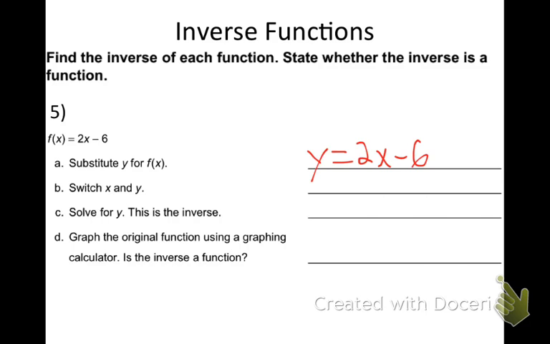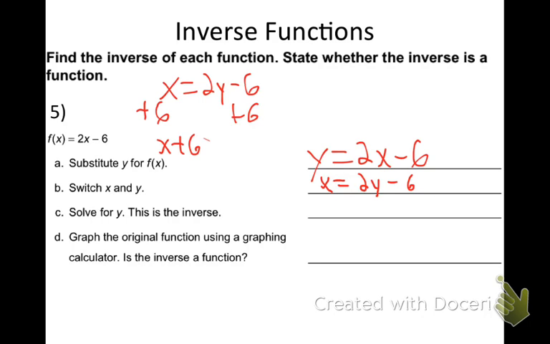Part B says switch x and y. So I switch them: x equals 2y minus 6. Now I solve for y. What would I need to do first to solve for y? Add 6. So I get x plus 6 equals 2y. And then I would divide by 2. Now I get y equals x plus 6 all over 2, or I could say y equals 1/2 x plus 3.